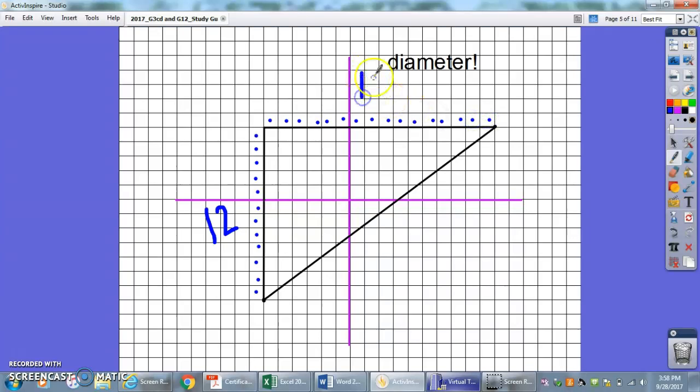Okay. Alright. So to get to the center, I'm going to count half of the distance of 12 and 16. So half of 12 is 6. Half of 16 is 8.